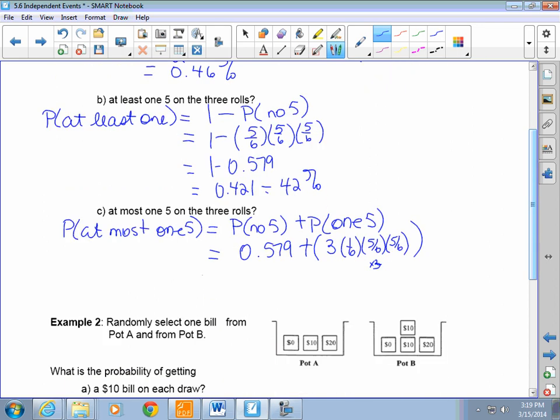So this is equal to 0.579 plus 3 times 0.347. So that equals 0.926, which is 92.6%. So the probability of getting at most 1 five on there is a 92.6% chance.